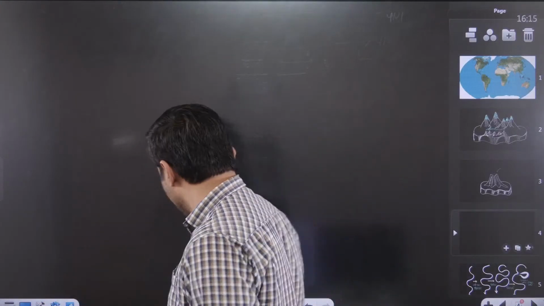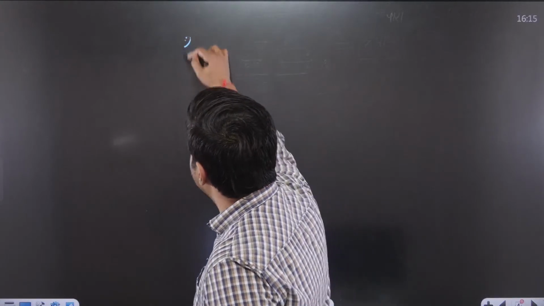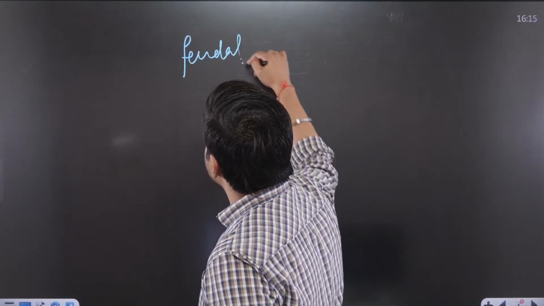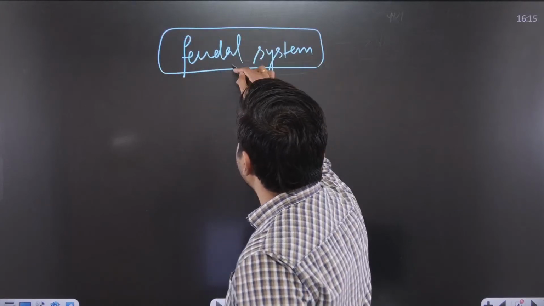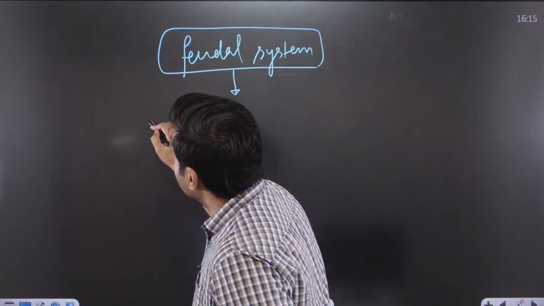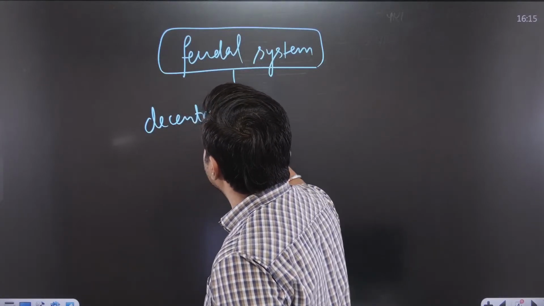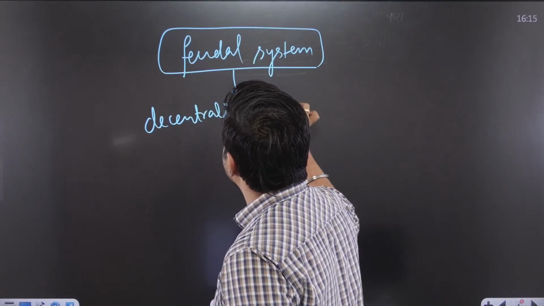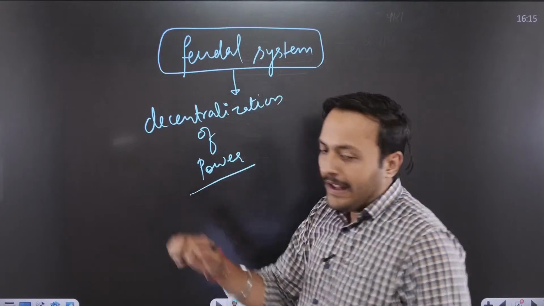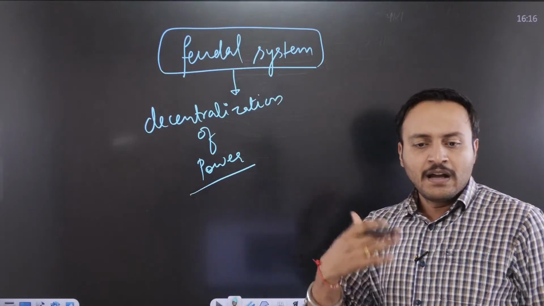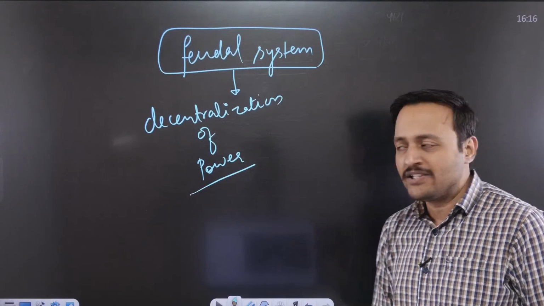When we talk about the feudal system, it is very important to note that the feudal system is actually when there is the decentralization of power. And what is exactly power? How do we say, or when do we say that power has been decentralized?